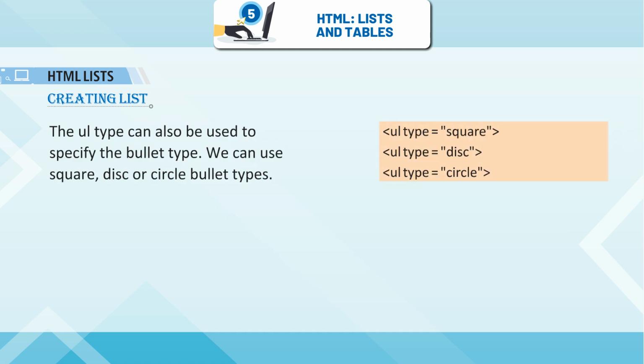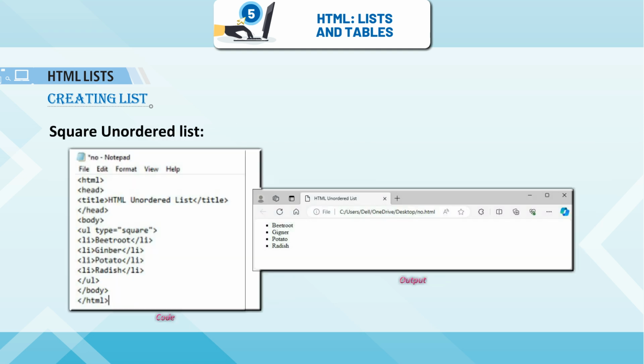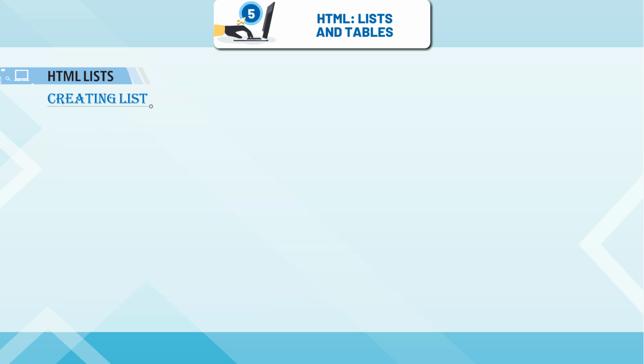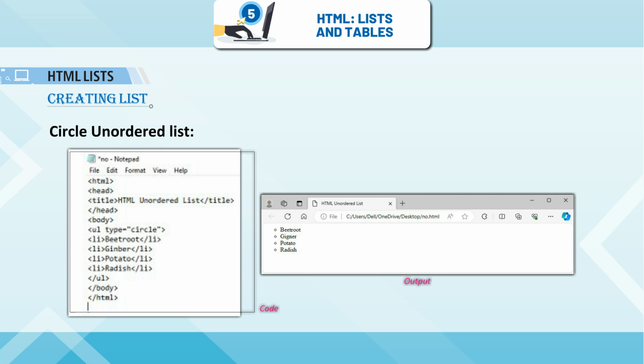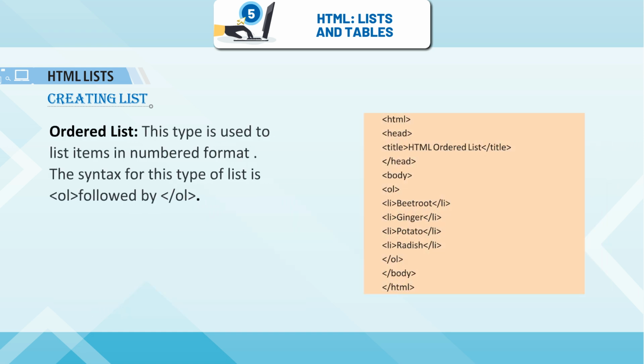The UL type can also be used to specify the bullet type. We can use square, disk, or circle bullet types. Square unordered list. Disk unordered list. Circle unordered list.